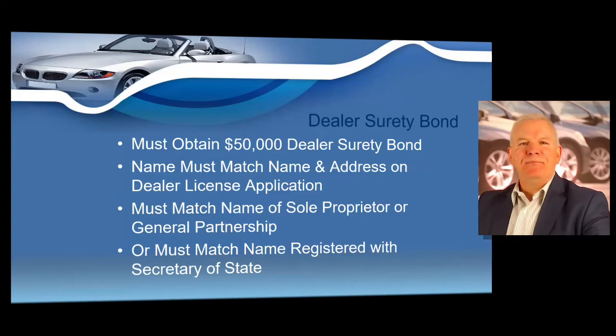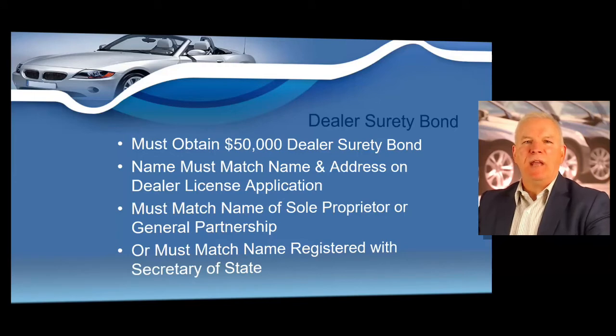Dealer surety bond. You must obtain a $50,000 dealer surety bond in order to obtain a Texas used motor vehicle dealer's license. I want to repeat that. You must obtain a $50,000 dealer surety bond in order to obtain a Texas used motor vehicle dealer's license. The surety bond is used for replenishing funds used to compensate retail purchasers of motor vehicles.